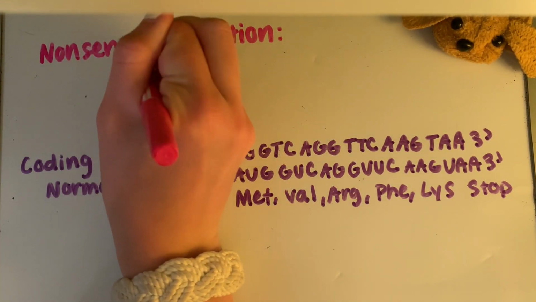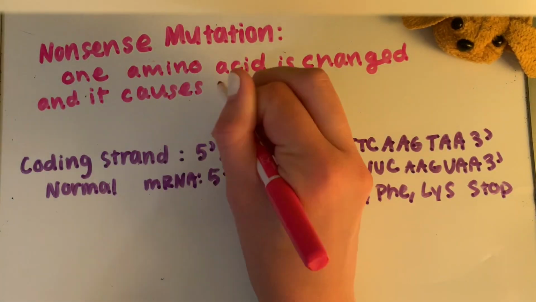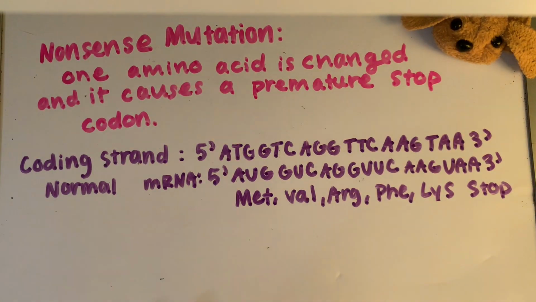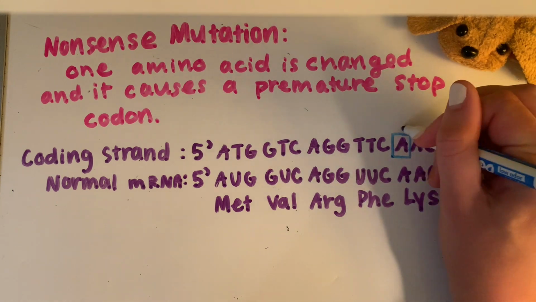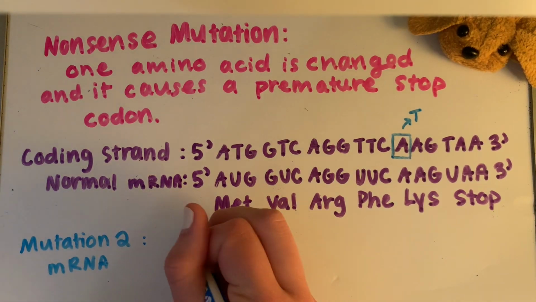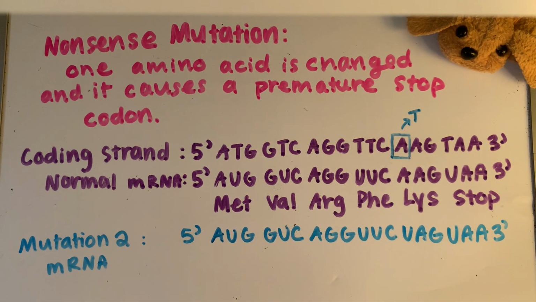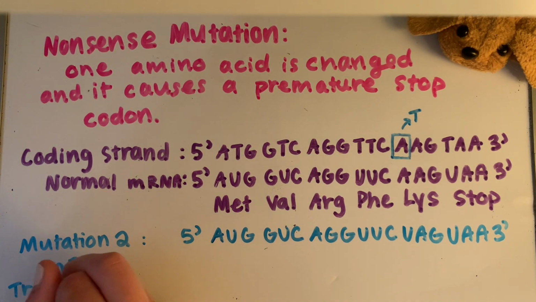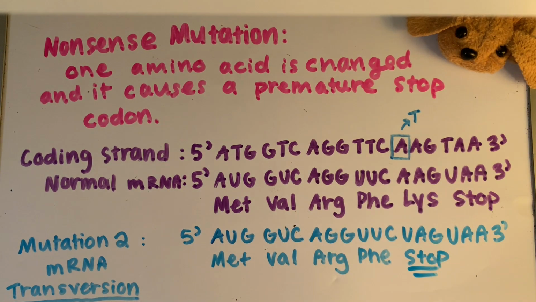Now we will look at a nonsense mutation. A nonsense mutation is a mutation where the mutated base pair causes the amino acid to become a premature stop codon. In this example, we will mutate the 13th amino acid adenine into a thymine in the normal coding strand. This will create an mRNA product that is UAG instead of AAG. UAG codes for a stop codon instead of lysine, prematurely ending our sequence, leading to a shorter protein. This is an example of a transversion because A is a purine and T is a pyrimidine.